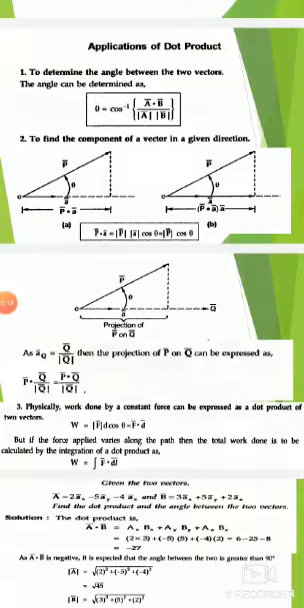The third one is the work done by a constant force. How do we calculate the work done? Work done is based on the force and the distance. Based on the differential and the integral, it is derived here. Based on the integral, we derive W is equal to the integral of F vector dot dl vector.